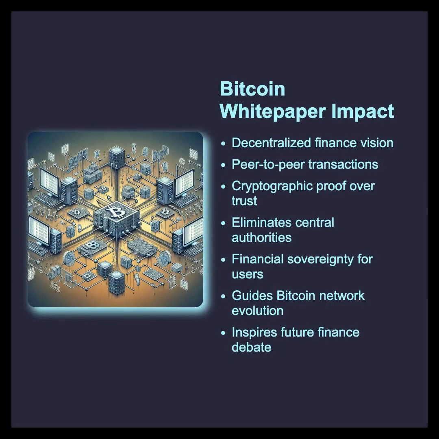In conclusion, the Bitcoin Whitepaper presents a transformative vision of a decentralized financial system where peer-to-peer transactions and cryptographic proof replace the need for trust and central authorities. Satoshi Nakamoto envisioned a future where financial sovereignty is restored to individuals, free from the constraints of traditional banking. Despite the evolution of technology and the emergence of countless other cryptocurrencies, the white paper remains a fundamental document, its principles still guiding the development of the Bitcoin network and inspiring ongoing discussions about the future of finance.